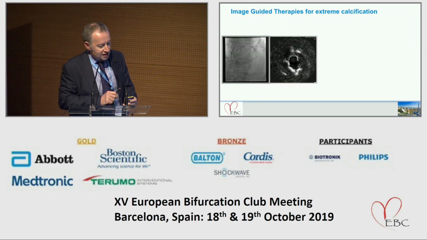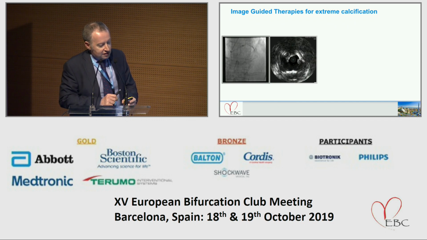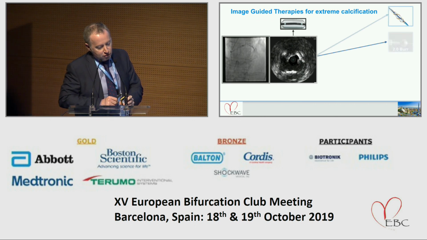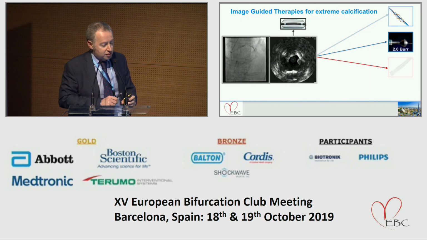And I guess the question is now what to do. When we're dealing with these type of lesions, we have options. I don't think I'd go back with a balloon at this point. This is not playing. Here we go. So we have options. We can use scoring balloons, cutting balloons. We could upsize to a 2.0 burr. I don't think laser is very helpful here, but obviously shockwave is another option.